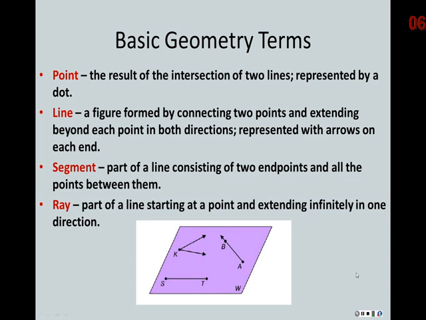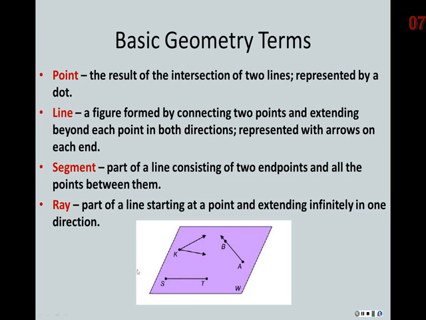So let's quickly review the terms that we've talked about. These are the ones that are going to be talked about a lot today because this is the intro to geometry, but we're going to focus on lines and angles in our first couple of lessons. A point, the result of an intersection of two lines represented by a dot in the plane. A line is a figure formed by connecting 2 points and extending beyond each point in both directions, represented by the arrows at each end.